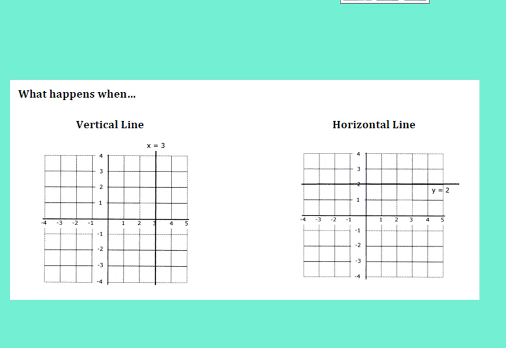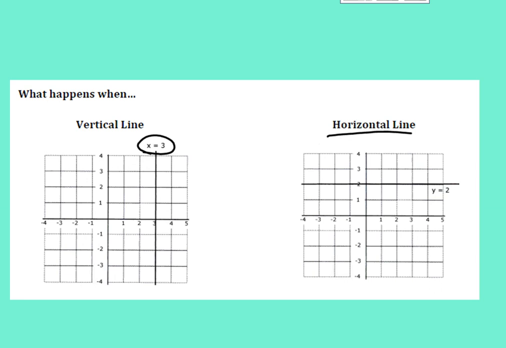So what happens when we have a vertical line or a horizontal line? Well, a vertical line is x equals something. X equals 3, x equals 5, x equals negative 2. A horizontal line is just y equals something. Let me explain kind of why that works. We'll start with the horizontal line.